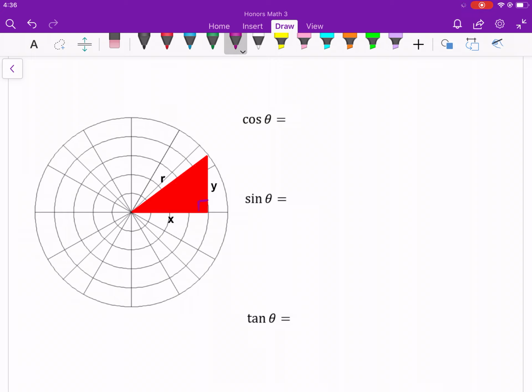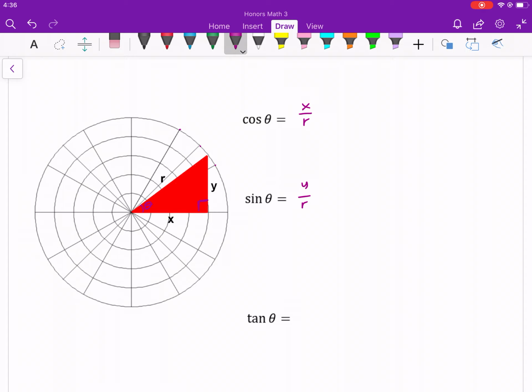Now with that right triangle, if we're using theta right here, notice I didn't put it on any specific unit circle angle. That's totally fine. Whatever this angle is, cosine of theta will be our adjacent, so x, over our radius. Okay, sine will be our opposite, y, over our radius.